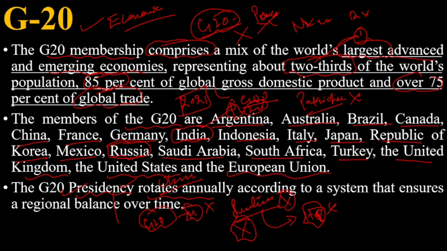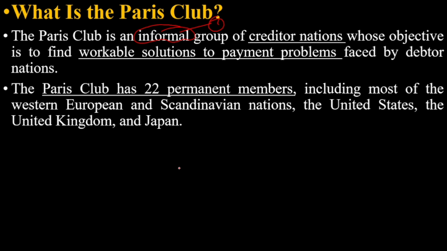Please remember this point. Okay. Next is Paris Club. The Paris Club is an informal group of creditor nations, the countries which are given loans, whose objective is to find workable solutions to payment problems, followed by debtor nations. We'll see what exactly it is.